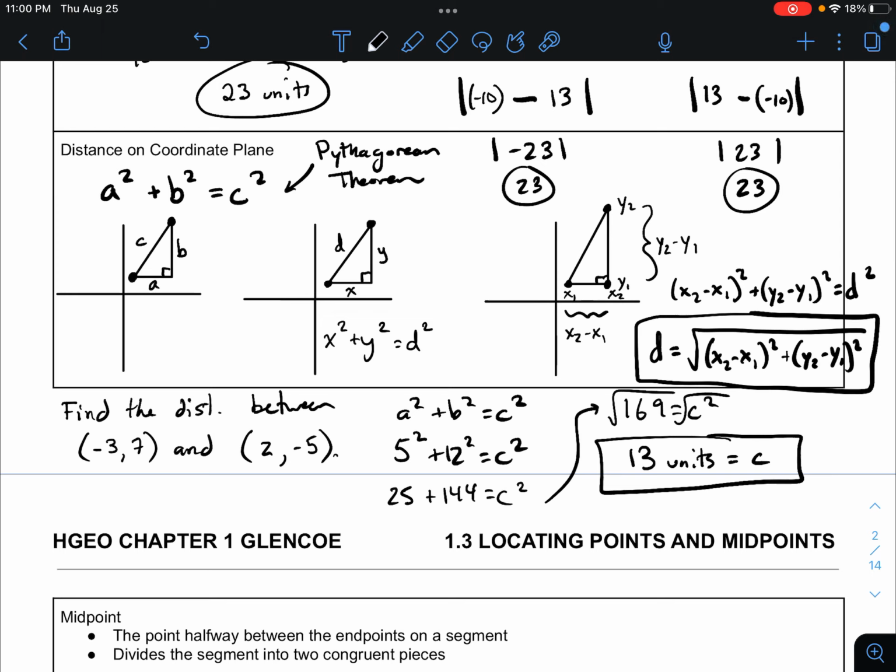Sometimes when you do this, you might get a radical. Just make sure that you reduce the radical. If you have any perfect squares inside the radical, make sure you take out your perfect squares, and then you should be good.